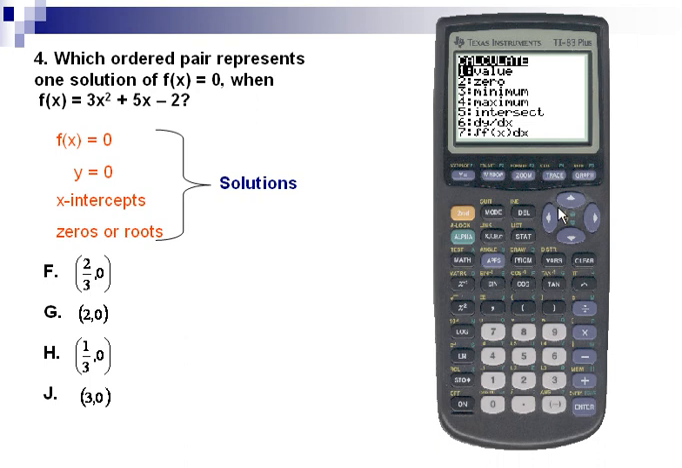Now let's find the second solution. So we go to 0 on the calculate menu and move the cursor to the left of the other x-intercept. Then move the cursor to the right, and now have the calculator guess what that would be.